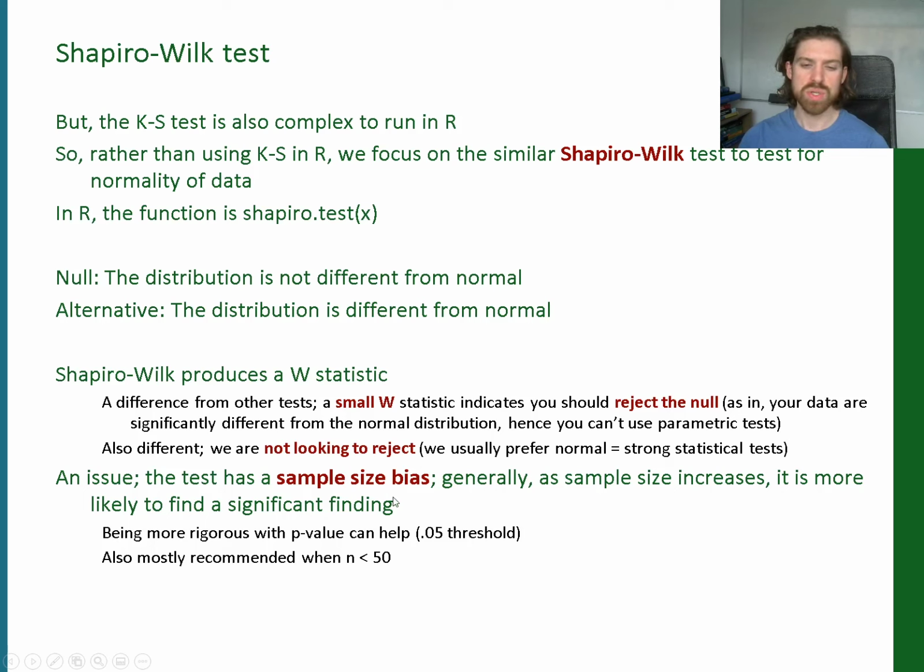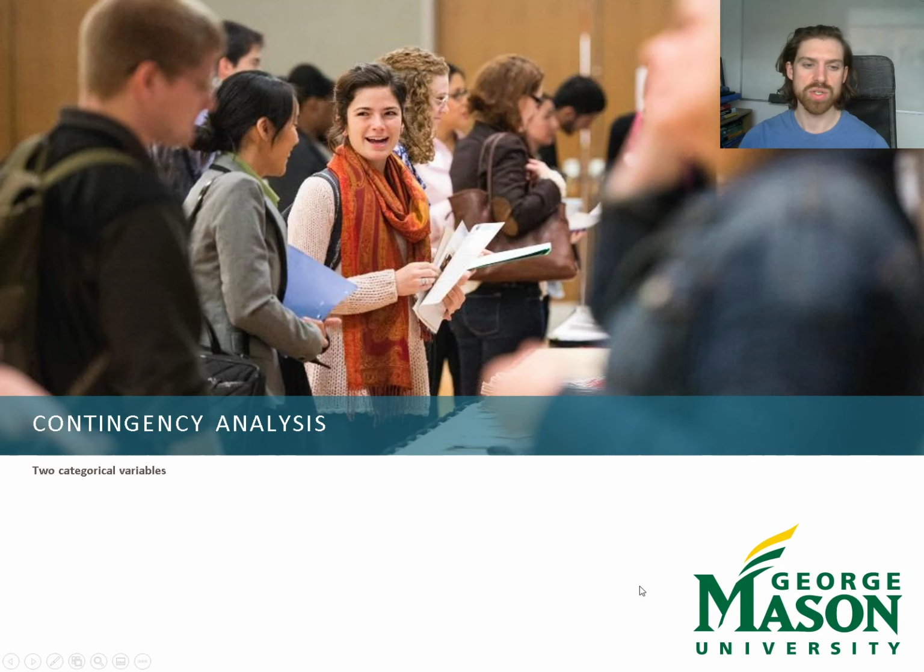Yeah, there are some issues with sample size as well that you need to be aware of. Essentially, as the sample size increases, it's more likely that you will find a significant finding. So you need to be more rigorous with the p-value potentially if you've got a large sample. Here, it's normally recommended that you have a sample below 50 for this type of approach. Okay, so that's what you want to do if you need to take a look at how you run that test in R.